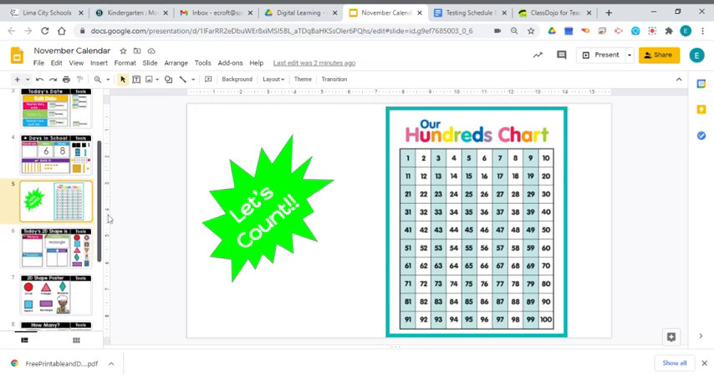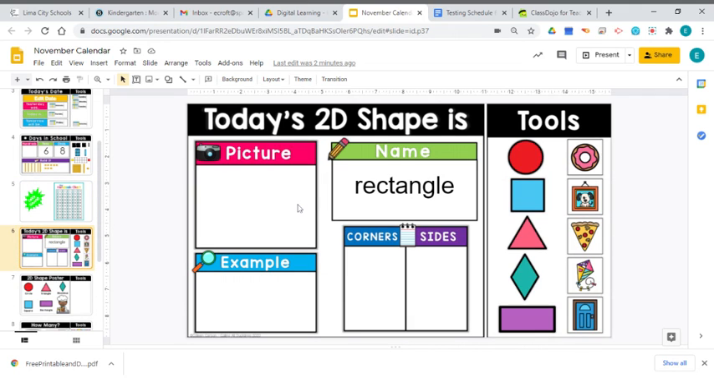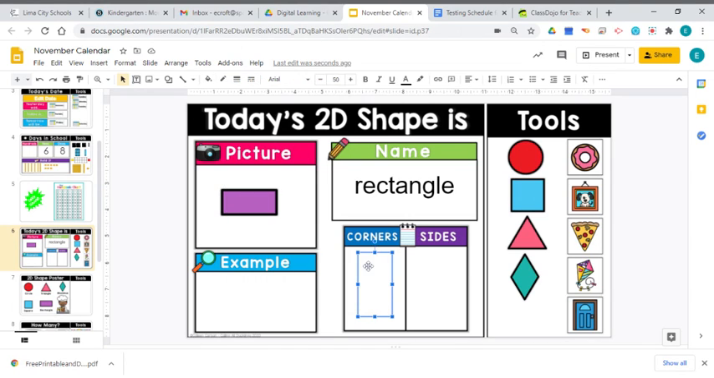All right, we're getting a new shape today. Let's take a look. It is a rectangle. So here's our picture of our rectangle. And let's talk about sides and corners of this rectangle. Now remember, corners are where two sides come together. So it's that point where two sides come together. So in a rectangle, we have 1, 2, 3, 4 corners. And in a rectangle, we have 1, 2, 3, 4 sides.